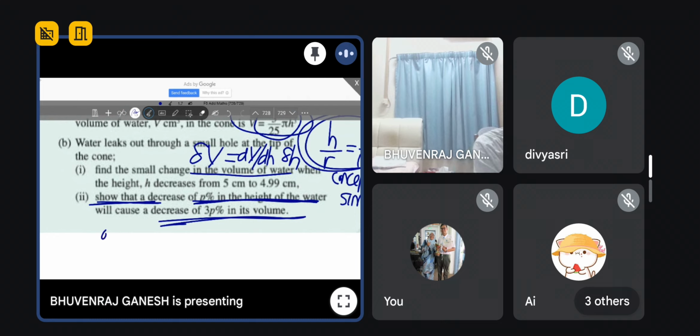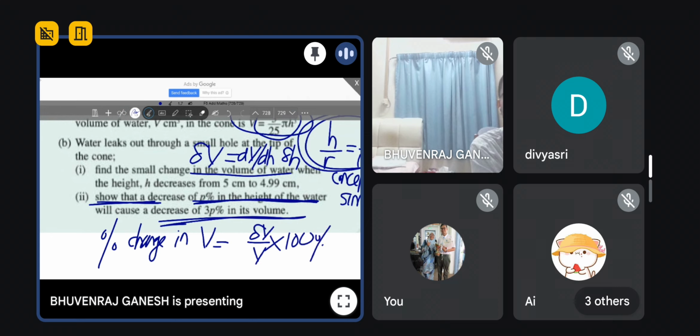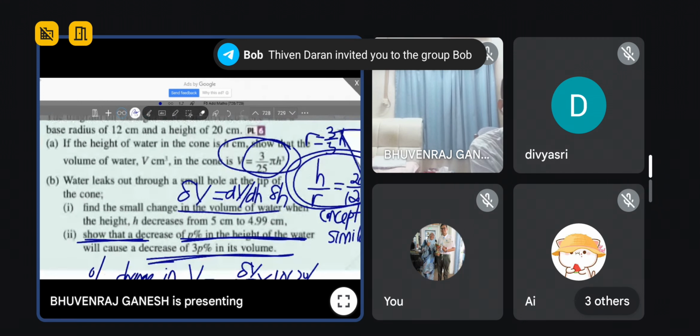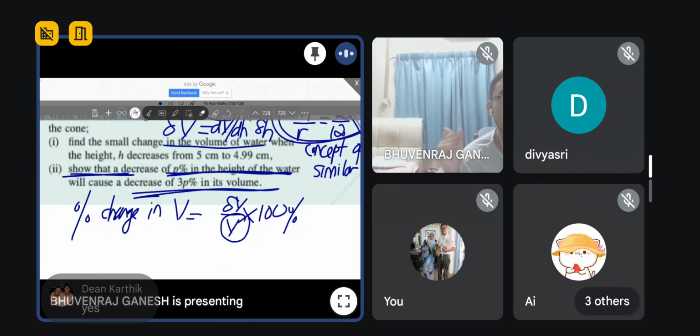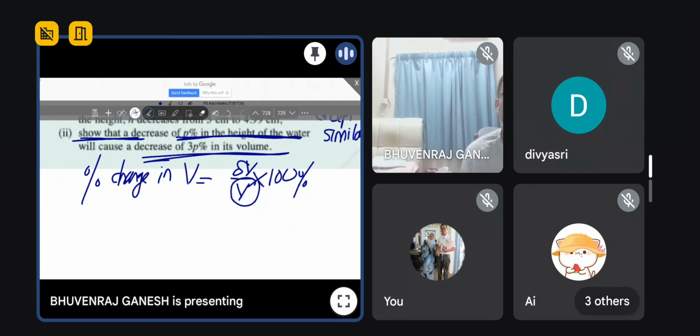Again, we are going to use the percentage change in volume formula, which is delta V over V times 100%. So this is going to be our formula at the end, how to count it. Okay, so V, we already have the answer, which is this one. Am I right, guys? So you just substitute V with that. But now our question is delta V. How to get delta V?